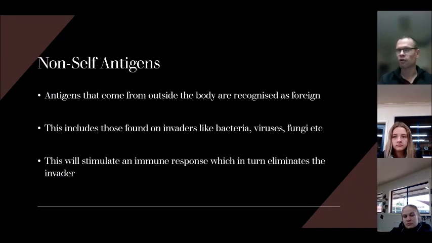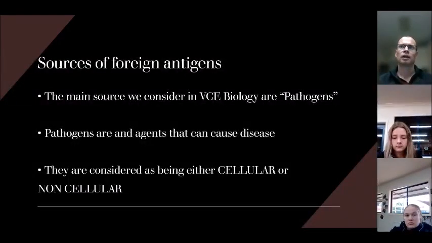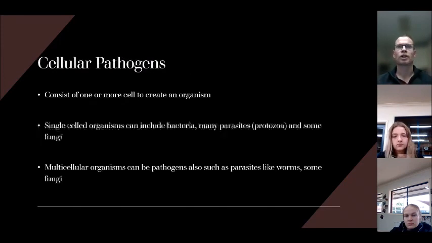Okay, so non-self antigens, they come from outside the body. They're recognized as foreign. So invaders like bacteria, viruses, and fungi, we're going to look at those in just a second. And they stimulate an immune response. So the main source that we consider in BCE biology are pathogens. Yeah, we talk about allergens and other stuff, but it's really the pathogens we're talking about, and they're agents that can cause disease. They're classified as we've already talked about, cellular or non-cellular. So cellular pathogens consist of one or more cells, so they can be unicellular like bacteria, or multicellular like some protozoa, worms, and stuff like that.